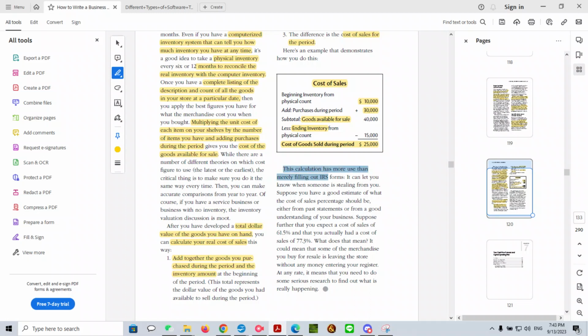Now we need to use this calculation. This calculation has uses beyond just filling out forms for the IRS. It can let you know when somebody is stealing from you, because we need to check our inventory. For example, you have 100 items, and let's say you only sold 10 of them, you should have 90 left over, right? But let's say you do an accurate inventory count and you only have 50 left over. Where's the other 30? Well, that's your shortage. You're short 30.